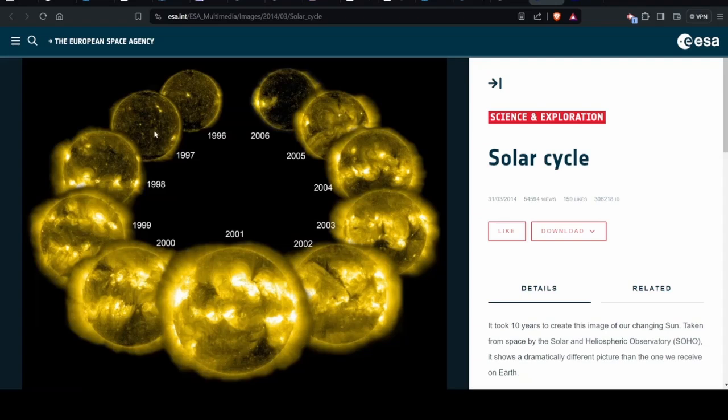It's 10 years here. Again, as pretty much everything in astronomy, it's all approximate. There's always going to be some variation. Maybe it's 10 years, maybe it's 12 years, but on average, it's going to be 11 years.